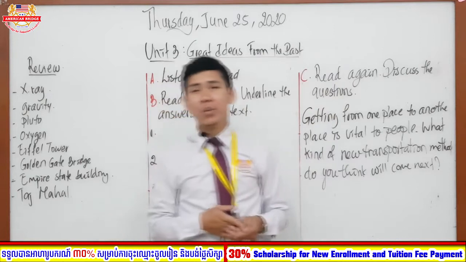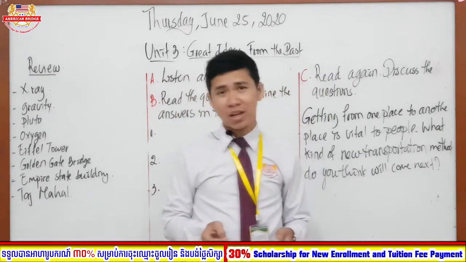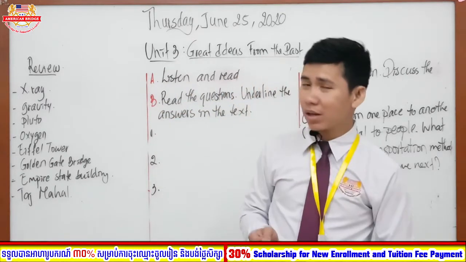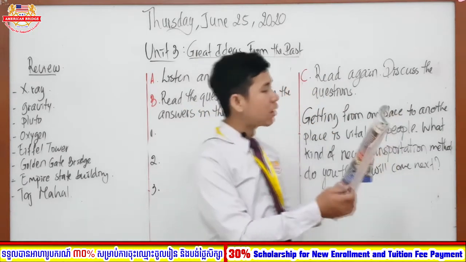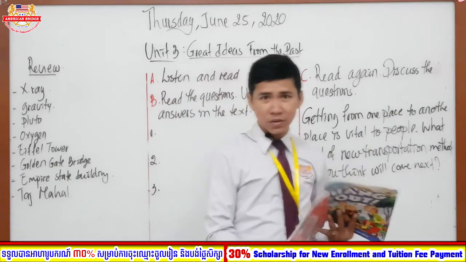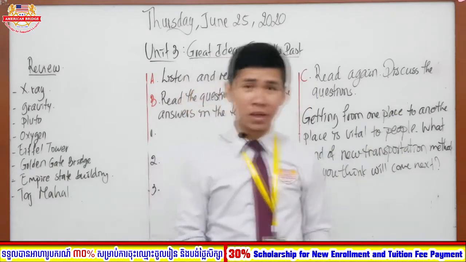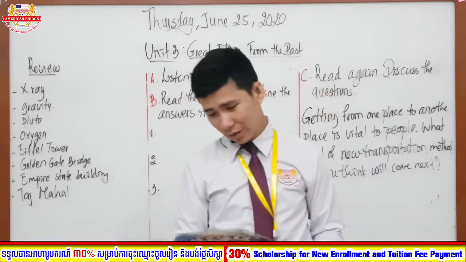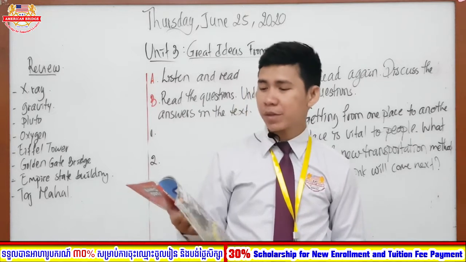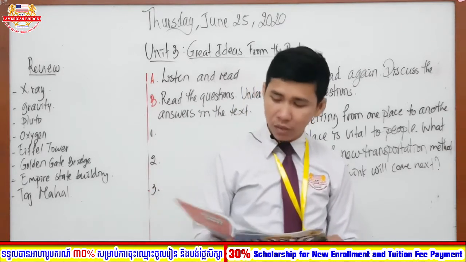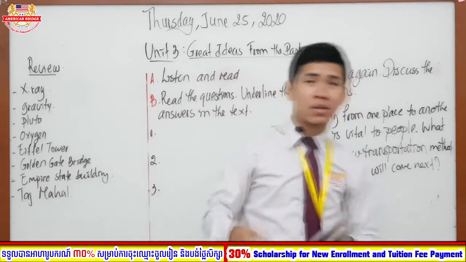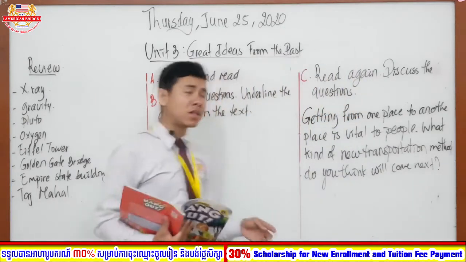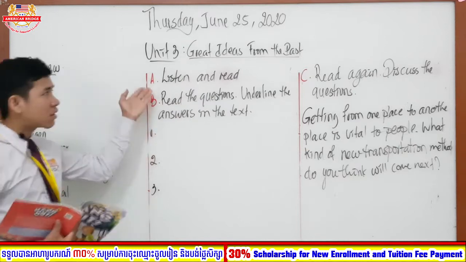Okay, everyone, right now let's turn back to our books. Today we are going to study history, and the history we are talking about today is the history of transportation. You can open your book on page 36 altogether, everyone. Good, right? So, history of transportation, and in this section we have 3 sections: A, B, and C. Right now we move on to the first section, which is listen and read.